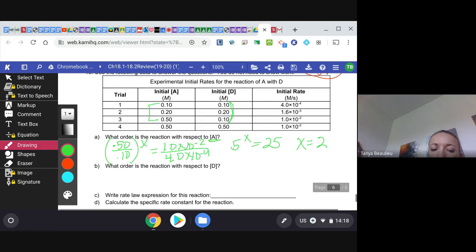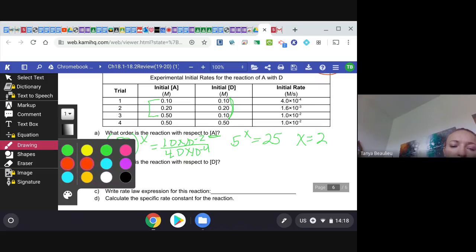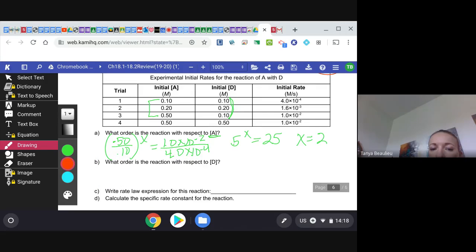What is the order of the reaction with respect to D? So now to look at D, I have to make sure that A is constant. A is constant for trials 3 and 4. So I'm going to look at D's data for trials 3 and 4. So again, bigger number divided by smaller number, 0.50 divided by 0.10 to some x power. And that is going to equal 1.0 times 10 to the negative second divided by 1.0 times 10 to the negative second. Therefore, the rate does not change there.